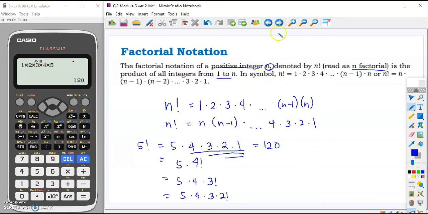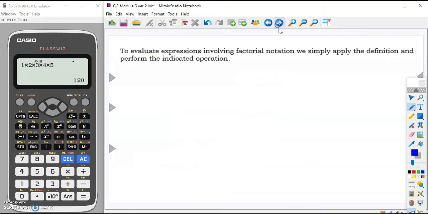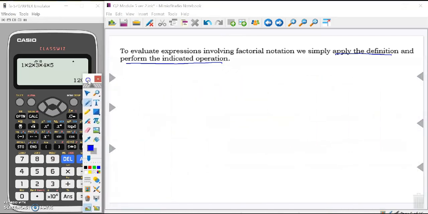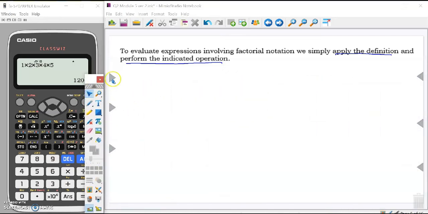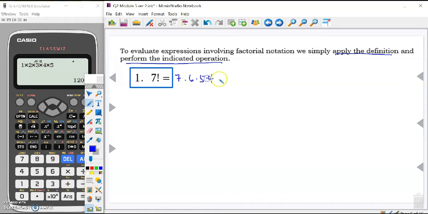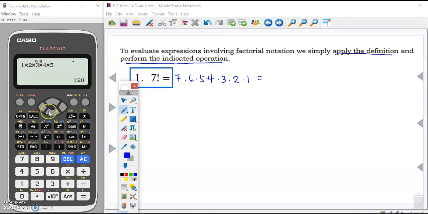We know already the concept of factorial notation. This time, let's learn how to evaluate expressions involving factorial notation. How do we evaluate? To evaluate an expression involving factorial notation, we simply apply the definition and perform the indicated operations. Let's do this manually. Let's have our first item. How do we simplify 7 factorial? Just like how we simplified 5 factorial, 7 factorial is equal to 7 times 6 times 5 times 4 times 3 times 2 times 1, which, we're going to need our calculator here.